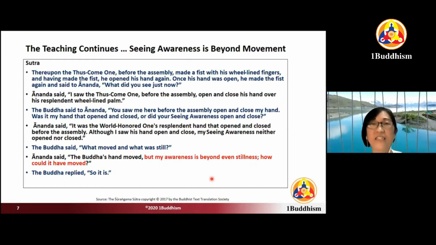Because in this world of duality, this Saha world, there are always two extremes. So when you have hot, you have cold. When you have black, you have white. You have up, you have down, and when you are in, you are out. So if you have stillness, it means there must be movement. Since seeing awareness does not have the characteristics of stillness, how could it have moved? So it is beyond stillness. And the Buddha then certified that Venerable Ananda is enlightened to this truth.